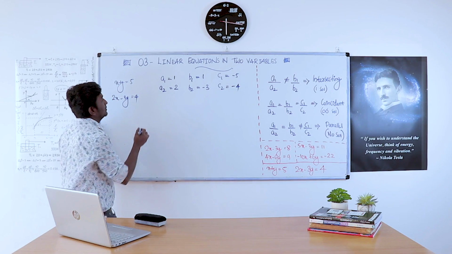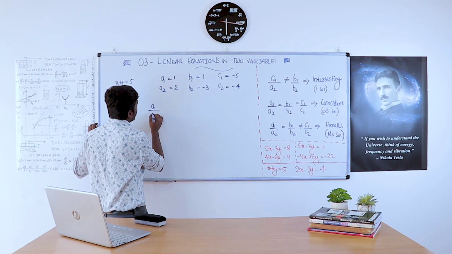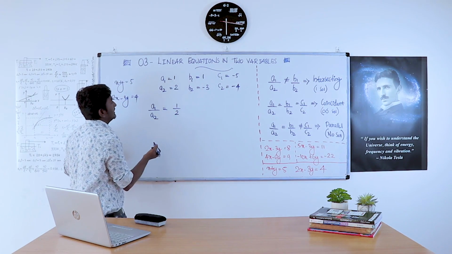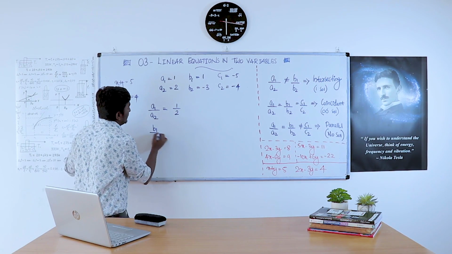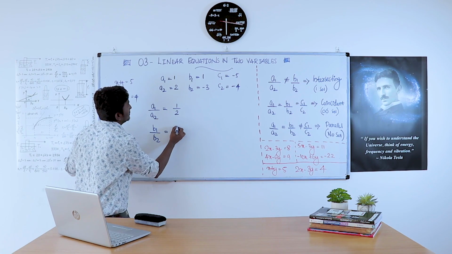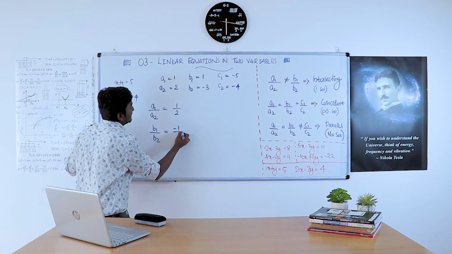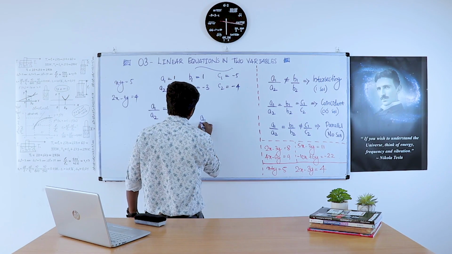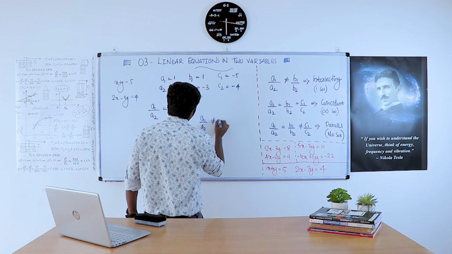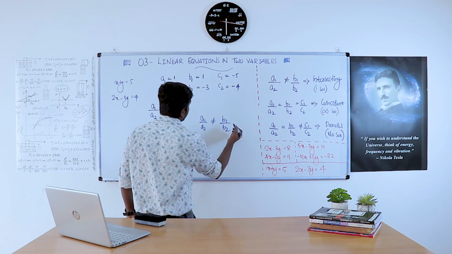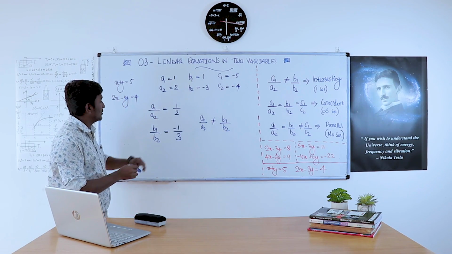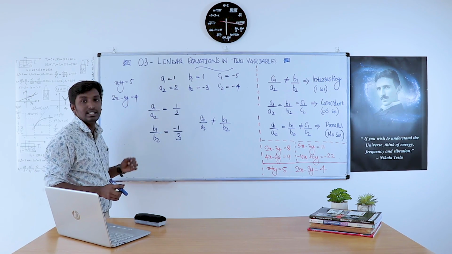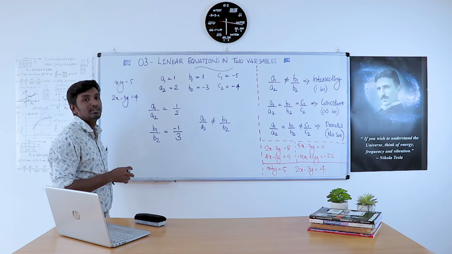Okay. Now what is a1 by a2? a1 by a2 is equal to 1 by 2. What is b1 by b2? b1 by b2 is equal to 1 by minus 3, which can be written as minus 1 by 3. So it implies that a1 by a2 is not equal to b1 by b2. a1 by a2 is 1 by 2, b1 by b2 is minus 1 by 3.